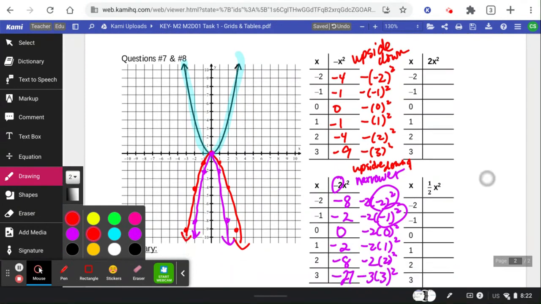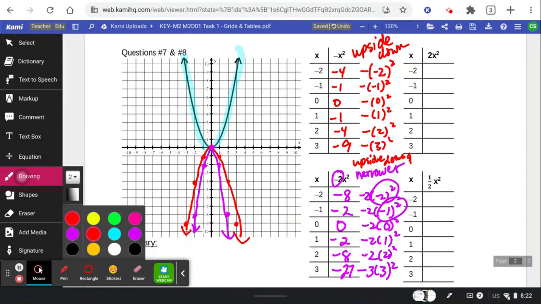Okay, let's go do the positive 2x squared and the positive 1/2 squared and see what happens. I'm going pink graph.